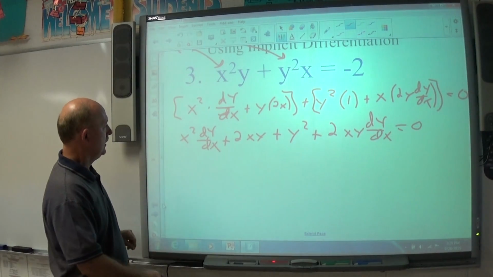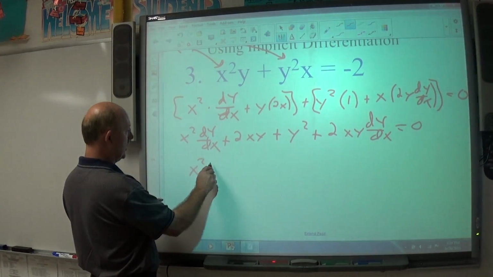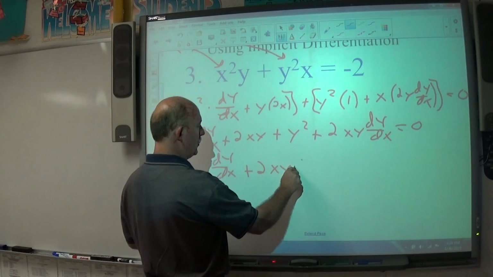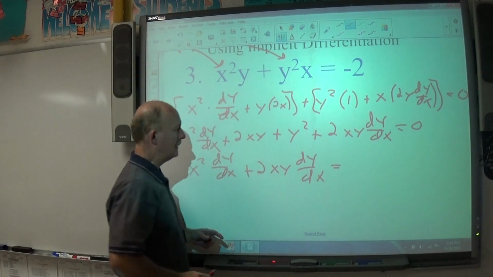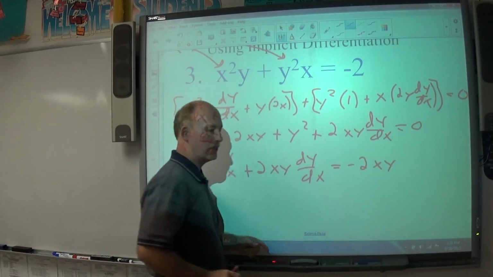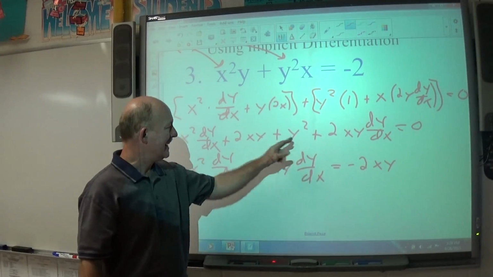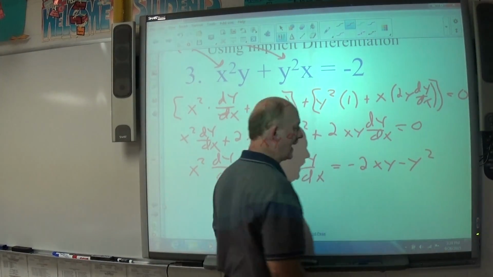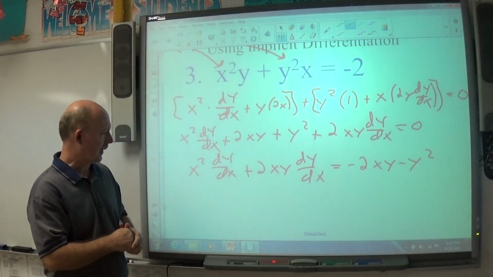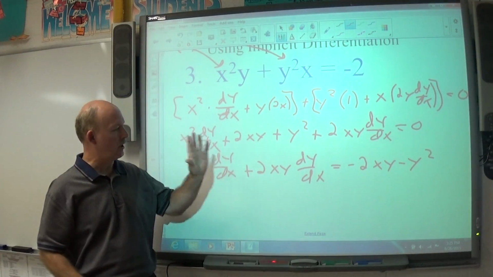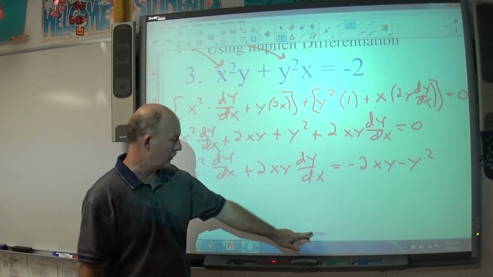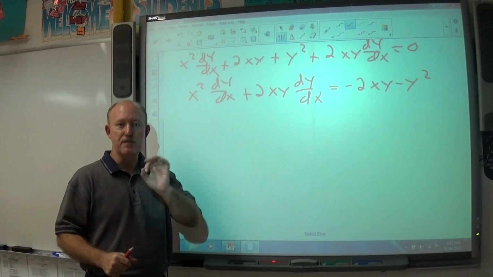So as we bring this down, this would be x squared times dy over dx plus 2xy times dy over dx. Now this will be equal to, moving the 2xy to the right-hand side, a minus 2xy. So remember to change the signs when you take it across your equal sign. Let's move the y squared over, it becomes a minus y squared on the right-hand side. So we got step 2 done: we've got dy dx on one side, all the terms that have dy dx as a factor, everything else on the other side of our equal sign. Now, the third step, we've got to factor dy dx off.